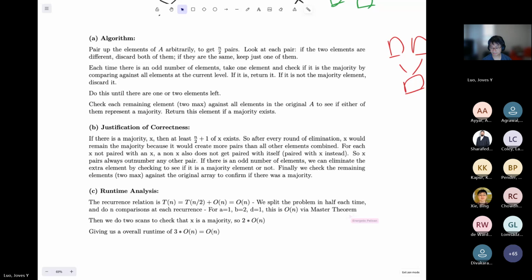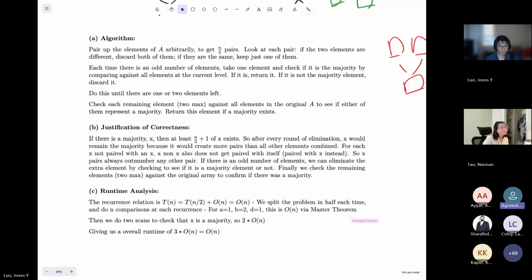Prakash? Hi. So I see the second step says when you have this extra element, you compare against all elements at the current level. But what is the current level? Is it the one where we have the extra element or the one previous to that?